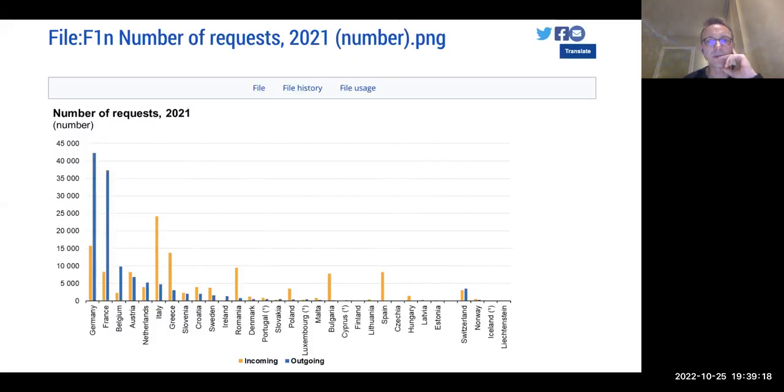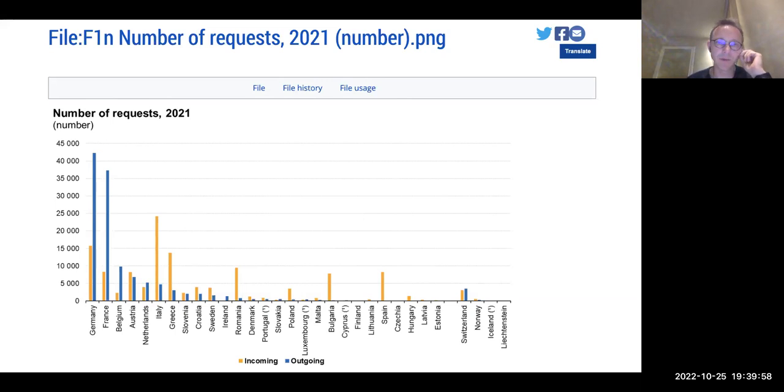Just some figures from 2021, from last year. You can see these are the numbers. Blue is the outgoing requests. You can see Germany has filed the highest number of requests to transfer persons back to the country of first entry. You can also see that Italy receives the highest number of requests, mainly from Germany, I must say.